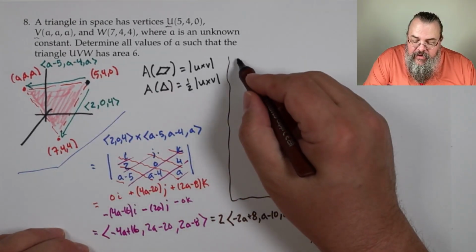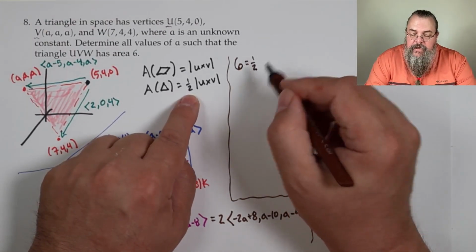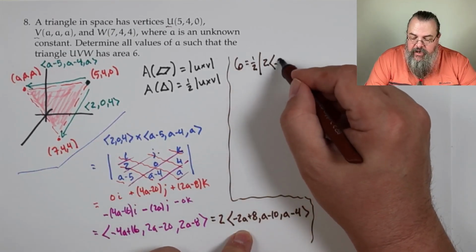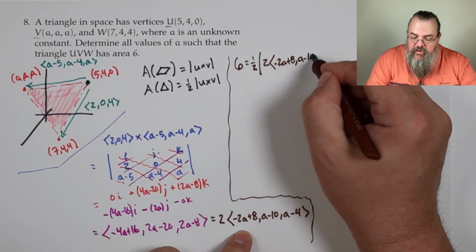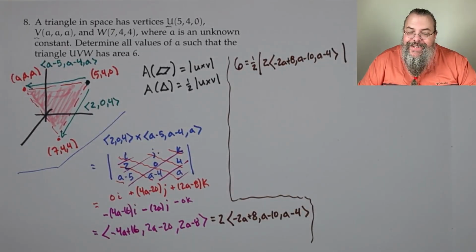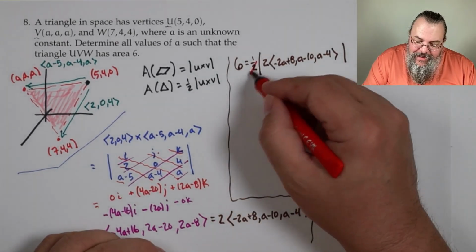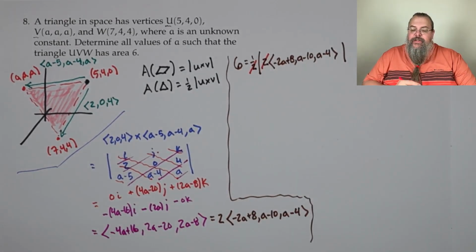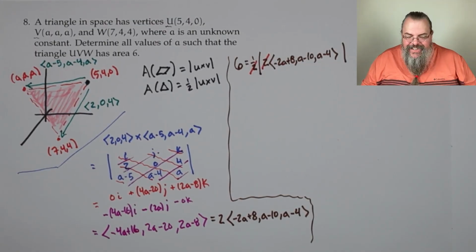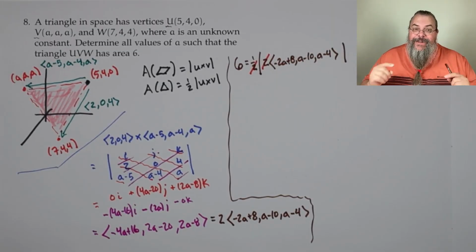So we get the following: 6, the area of the triangle, which is 1/2 times the magnitude of this vector, the 2 times ⟨minus 2A plus 8, A minus 10, A minus 4⟩. And some good news, what do you see? The 2's cancel. Woohoo! Nice. Now, some bad news. We're going to have to do a magnitude, which involves a square root. But what can we do?